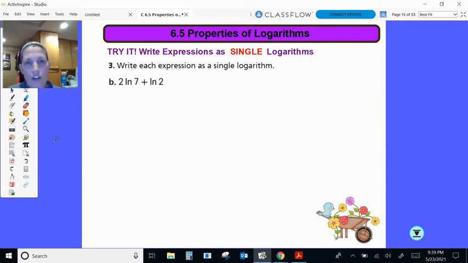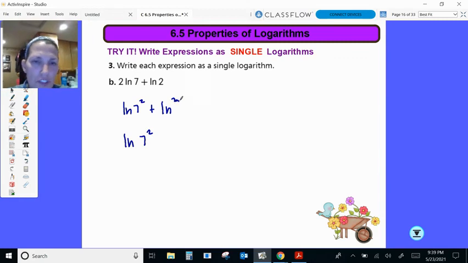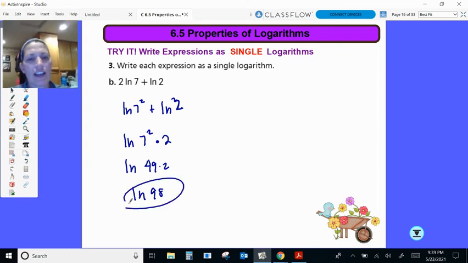One more. So this is going to be natural log of 7 squared plus natural log of 2. This is multiplication here, so we're going to go natural log of 7 squared times 2. That's natural log of 49 times 2, which is natural log of 98. And we are all condensed.